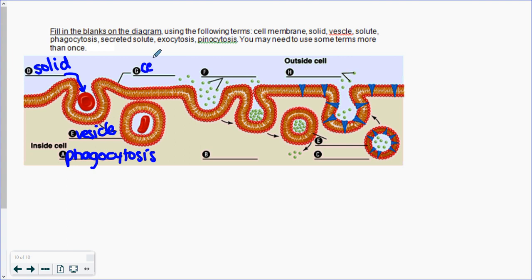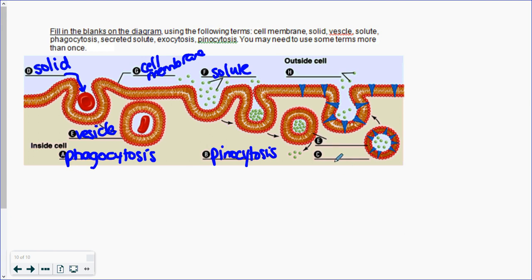G here is the cell membrane. For B, this is pinocytosis, which is small molecules and fluids. So I would say this is probably solute, whatever's dissolved in this fluid, little tiny things.